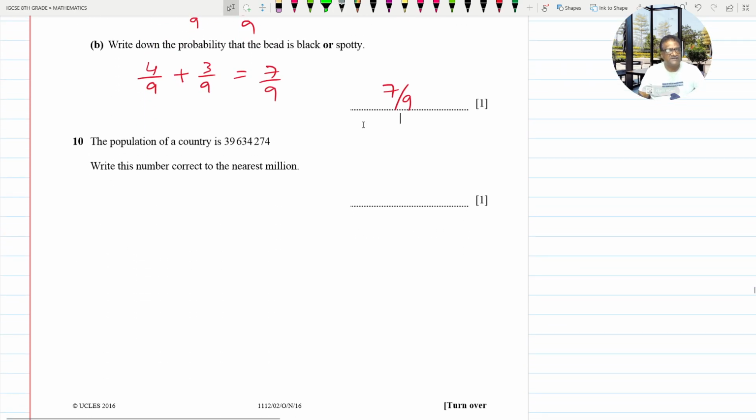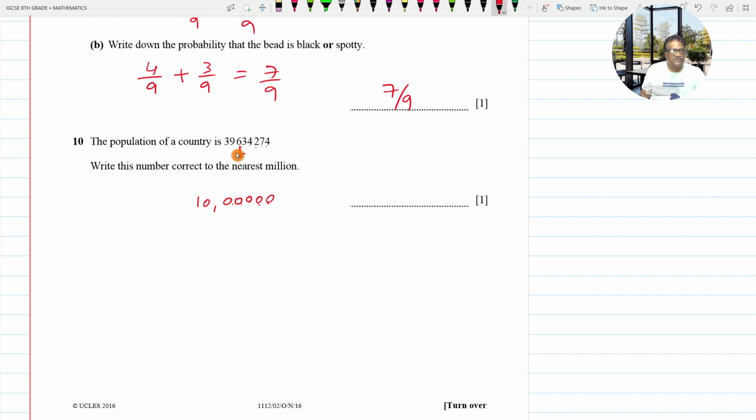And question number 10 is: the population of a country is 39,634, and so on. Write this number to the nearest million. Okay, so nearest million. Now, million is how much? 10 lakh. In a million, you have 1, 2, 3, 4, 5, and 6. So 6 places is equivalent to a million. So this is the place till where you have to round it.